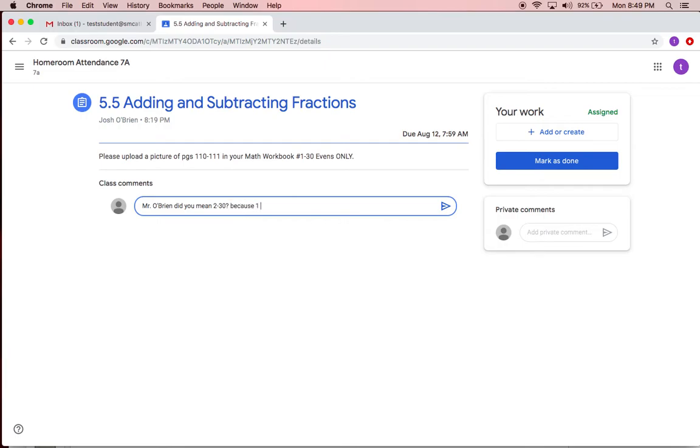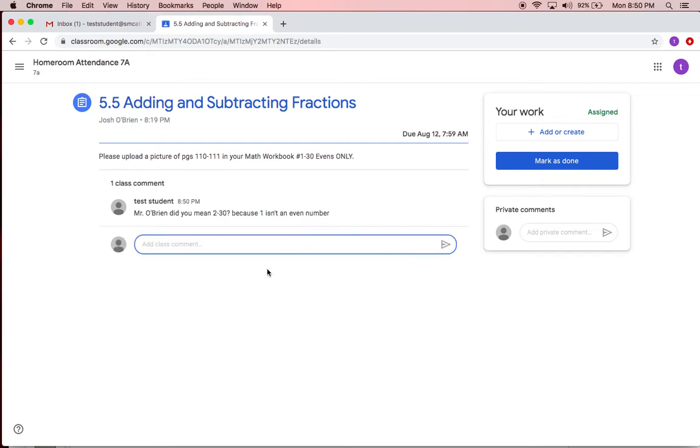Because 1 isn't an even number. You can tell Mr. O'Brien doesn't teach math, right? Because he made this fake assignment incorrectly. So that would be an example of a question that probably would help everyone, right? Because Mr. O made a mistake, and you helping him fix the mistake is going to benefit everyone in the class. So you asking that question, everybody sees it, and I can answer it.